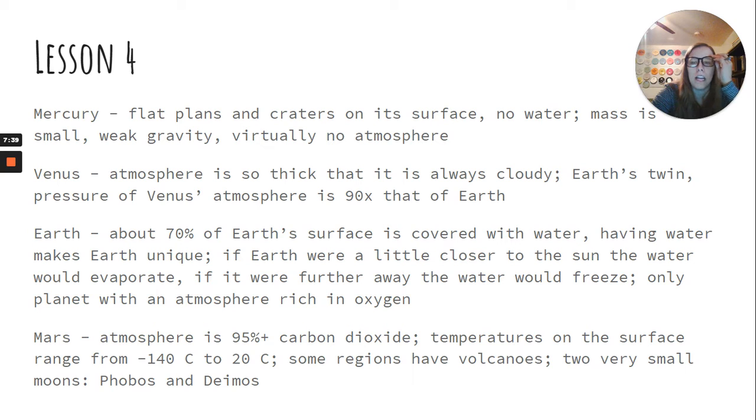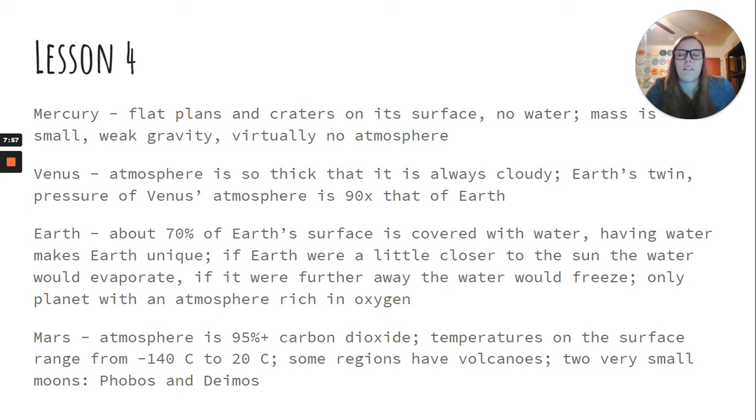Mercury has flat plains and craters on its surface. No water, its mass is small, weak gravity, virtually no atmosphere. Venus's atmosphere is so thick that it is always cloudy. It's considered Earth's twin, and the pressure of Venus's atmosphere is 90 times that of Earth.